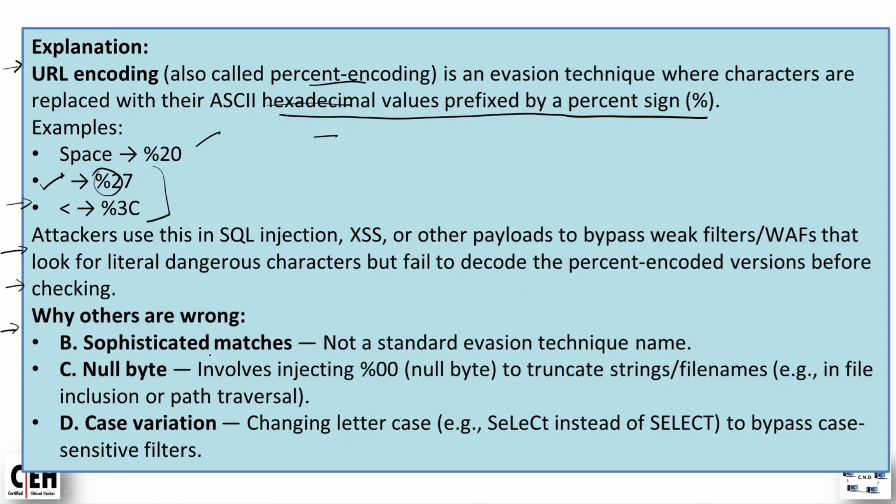Why other options are wrong? So option B, sophisticated matches, is not a standard evasion technique name. Option C, null byte, involves injecting a null byte to truncate strings or file names, for example, in file inclusion or path traversal. And option D, case variation, is changing letter case, for example, SeLeCt instead of select, to bypass case sensitive filters.